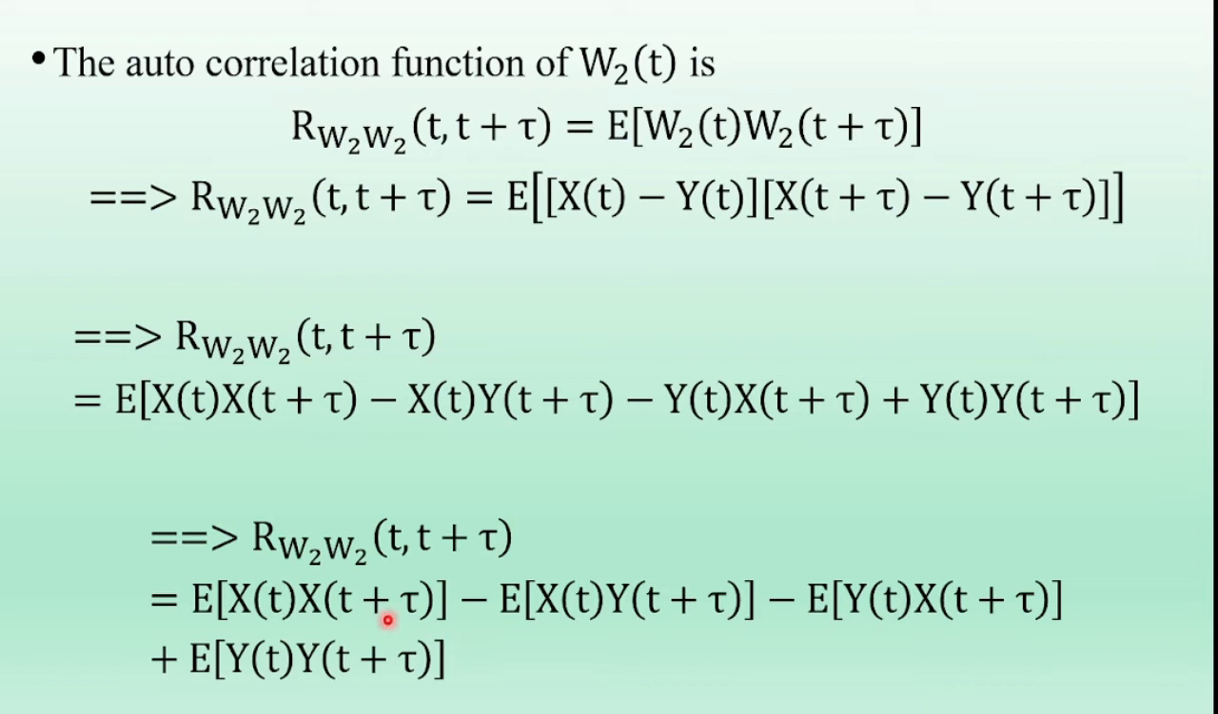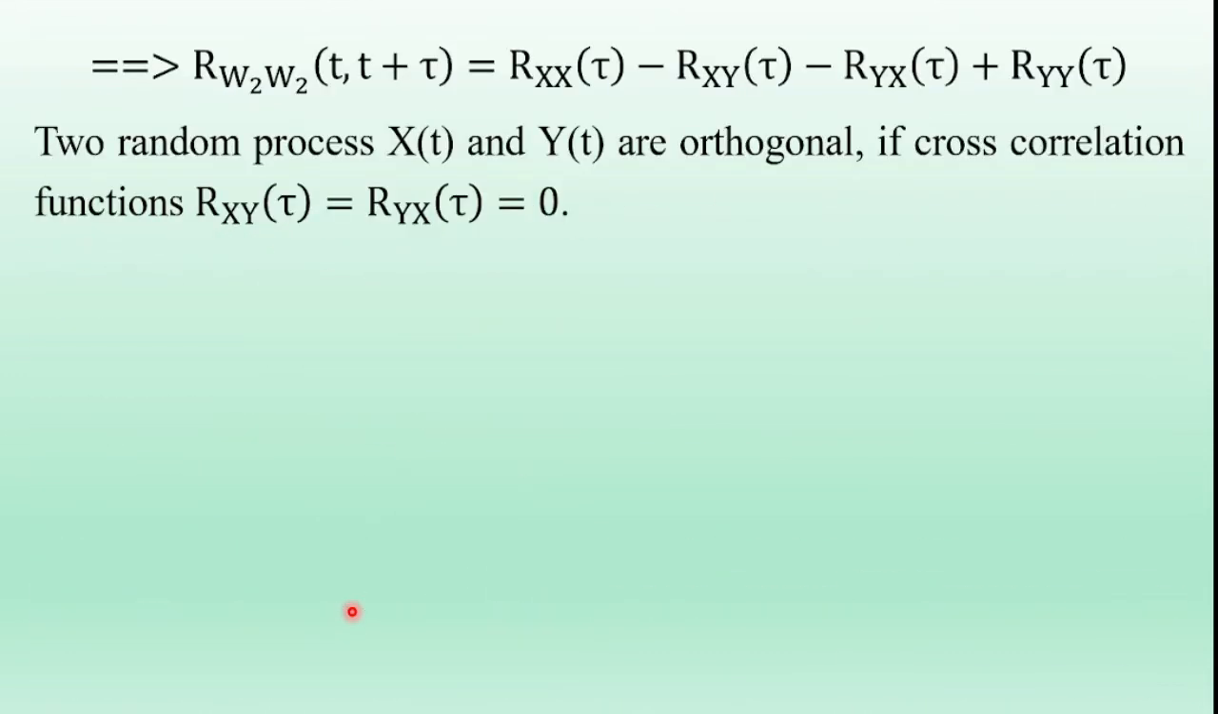On RHS side, the first term is definition of autocorrelation function of x of t, that is Rxx of tau. And second term is definition of cross correlation function of the random process x of t and y of t, that is Rxy of tau. And third term is definition of cross correlation function of the random process y of t and x of t, that is Ryx of tau. And fourth term is definition of autocorrelation function of the random process y of t, that is Ryy of tau.